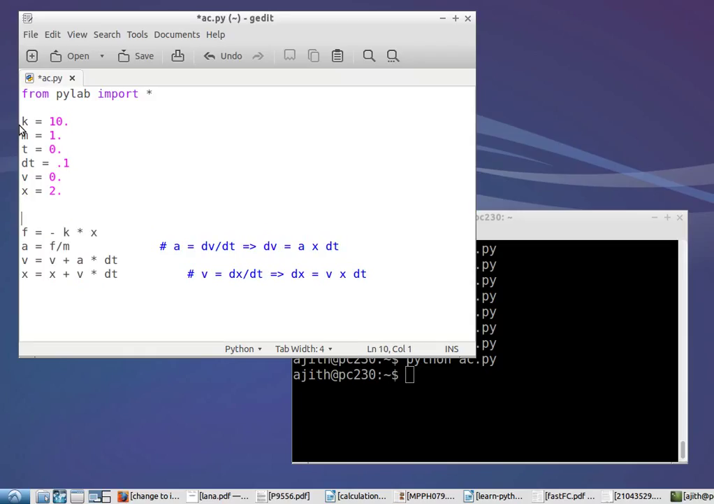So we'll put everything in a while loop, say while t less than, say 5. So that means for 5 seconds we do these operations, okay? And so now let us put this inside the while loop.